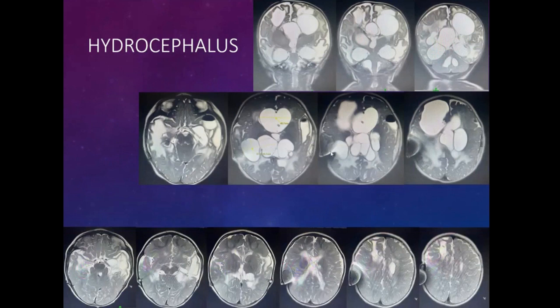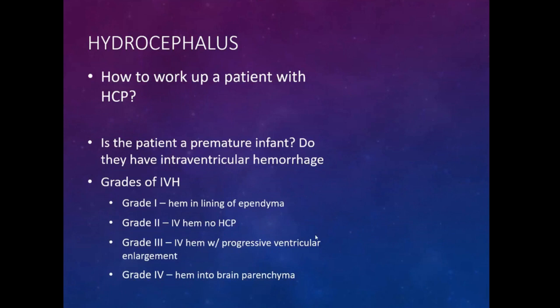Okay, so another population to consider is premature infants. They have a propensity to have intraventricular hemorrhage. And just to review real quickly, the grades of IVH are 1, 2, 3, 4. Grade 1 would be hemorrhage in the lining of the ependyma, germinal matrix hemorrhage. Grade 2 would be intraventricular hemorrhage but no ventricular enlargement. Grade 3 would be intraventricular hemorrhage with progressive ventricular enlargement, developing hydrocephalus.